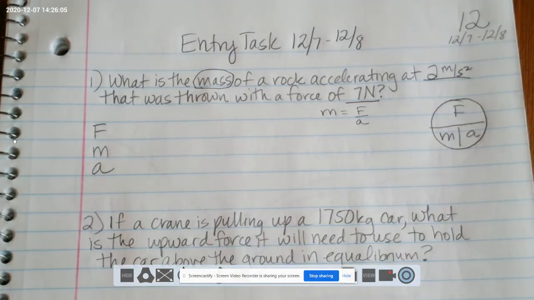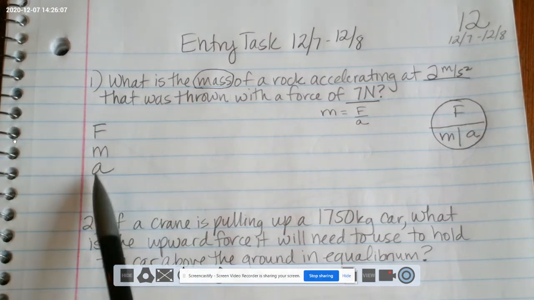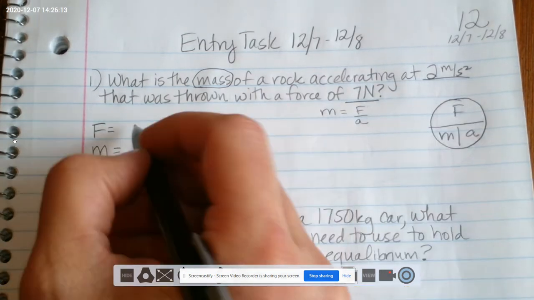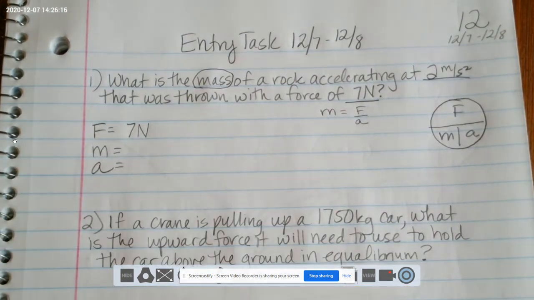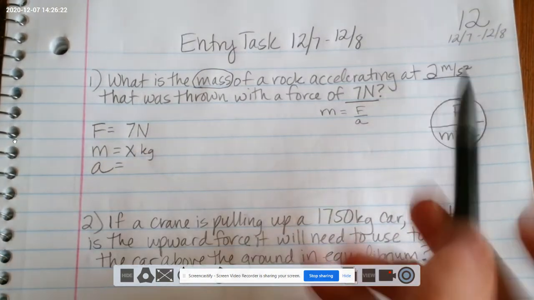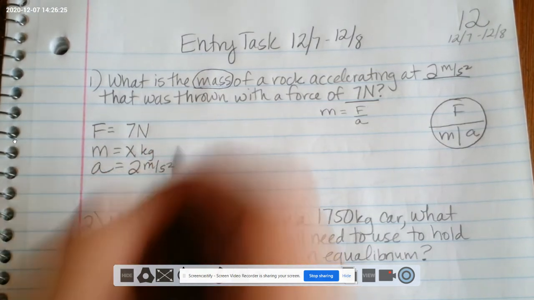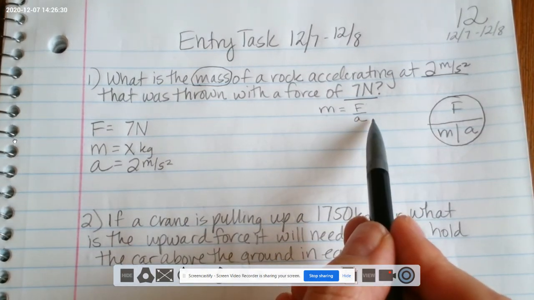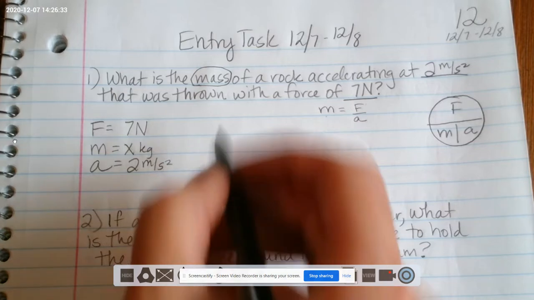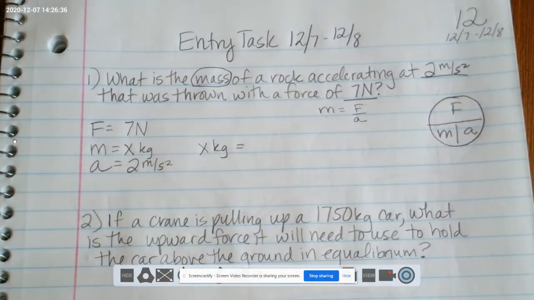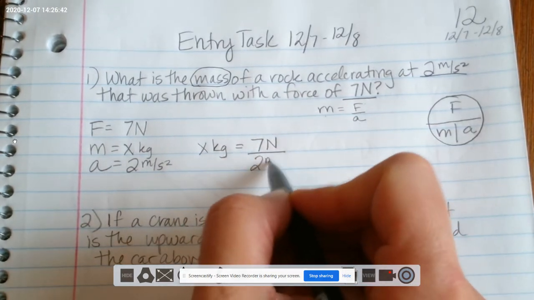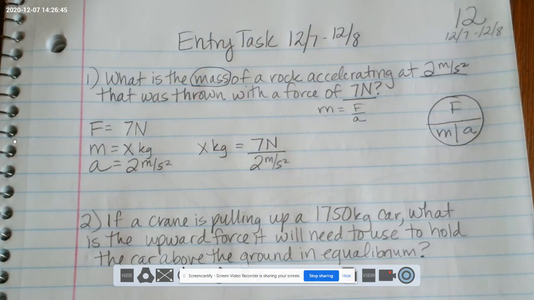So what is given to us and what we're looking for is what we'll fill out here in the variables. Force is given to us at 7 newtons. Mass is what we're looking for, so that's going to be x kilograms. Acceleration is given to us at 2 meters per second squared. Now we're going to plug these variables into the equation in order. So m, x kilograms, equals force on top, 7 newtons, divided by our acceleration on the bottom, 2 meters per second squared. And now we just divide.